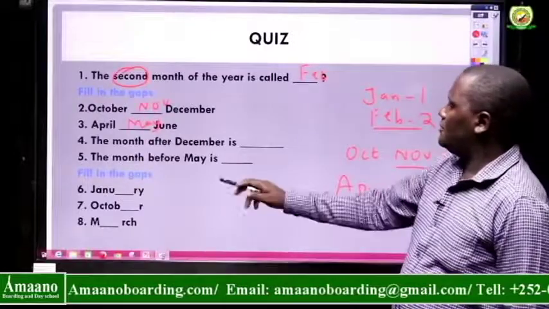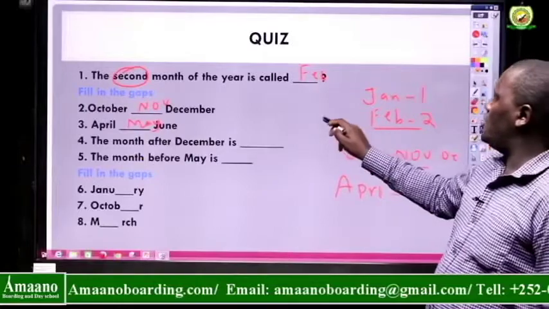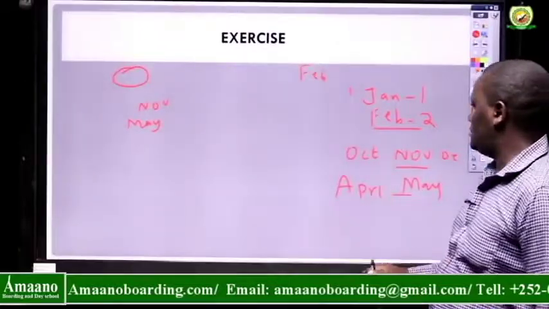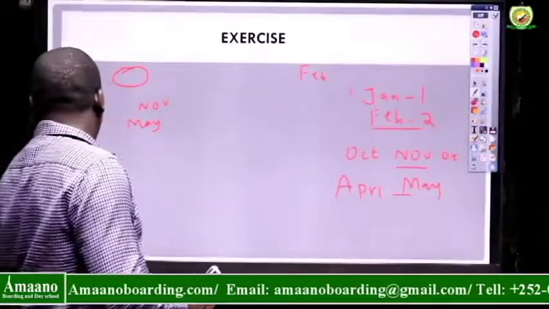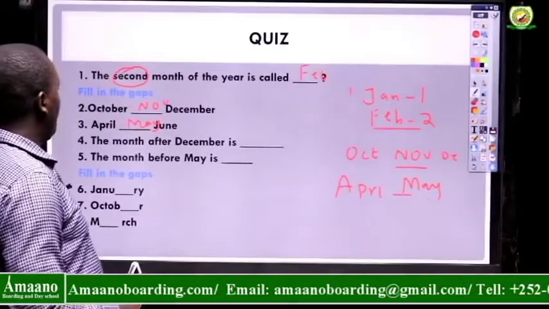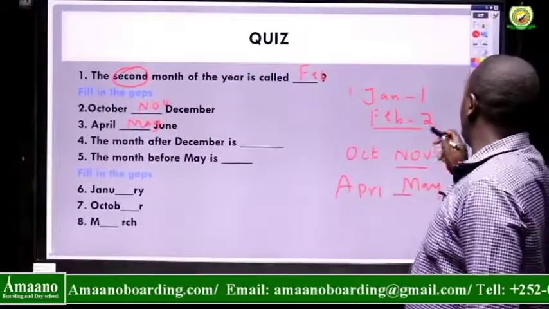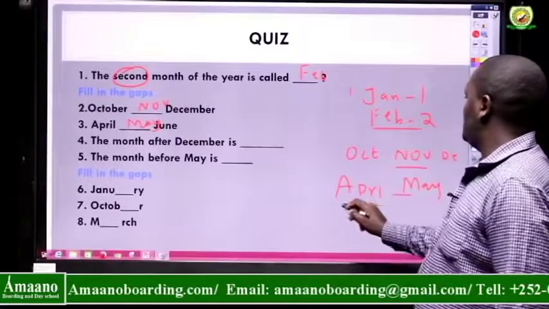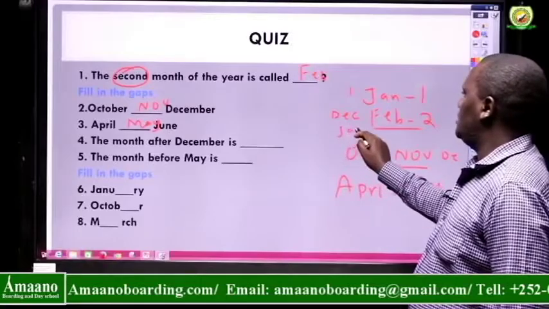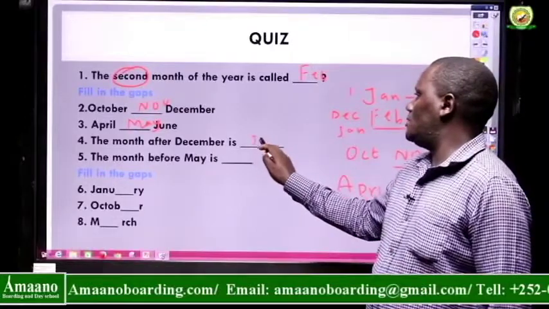The month after December: we started from January and went all the way. We said January is the first one and December is the last one. So how can we know the month that comes after December? When we reach December, we come back to January. So the month after December is January.